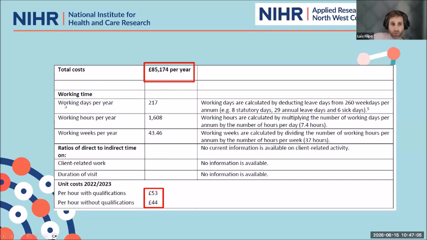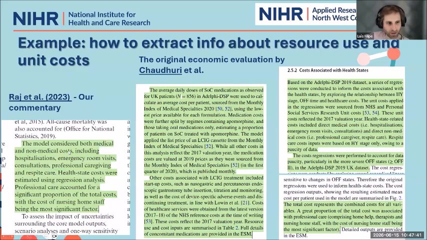So in this case, we have the working time, and you can compute the working time again per days, per hours, or per weeks. If you divide the total cost by one of these, you get the total cost per day, per hour, or per week. In this case, it's more common to do it per hour, I think. So you can see that per hour with qualifications is £53 per hour, and without qualifications, it is £44 per hour. Now, I'm going to go to the example of the first RaCEEs that we did, just for you to see how to check it in the papers that you are analyzing.